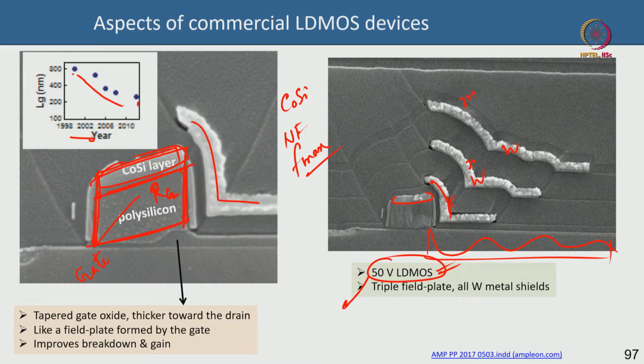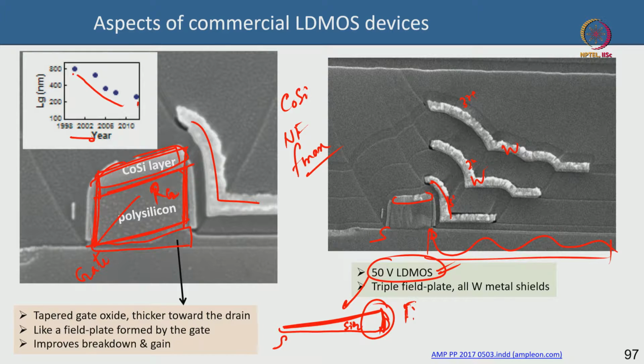Okay, and you can see that the gate oxide here is tapered. The gate oxide thickness looks like that. This is the source, this is the drain. The gate oxide from the source to the drain looks like this. Why? Because this is the drain side, the gate, this is the silicon dioxide, suppose. The gate oxide toward the drain is larger because this will act like a natural field plate.